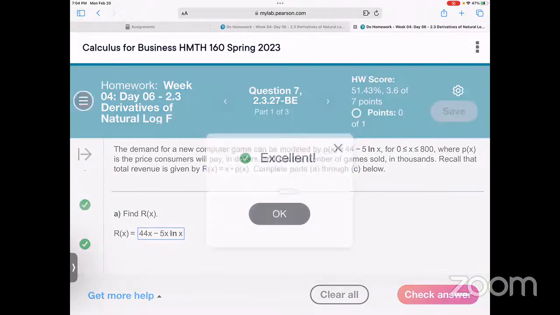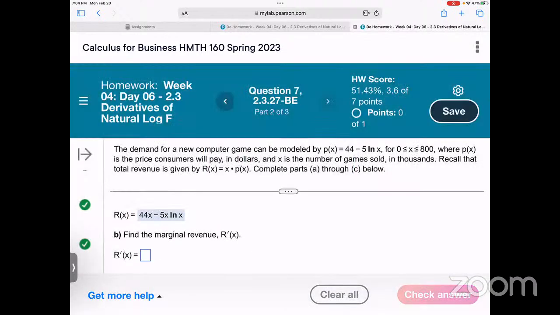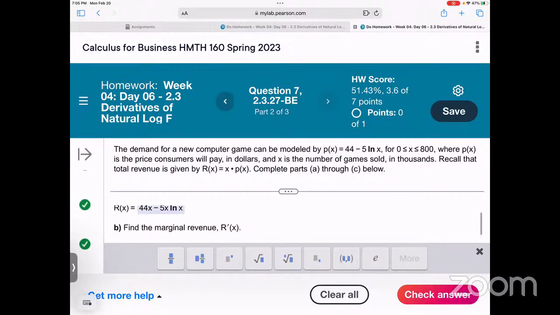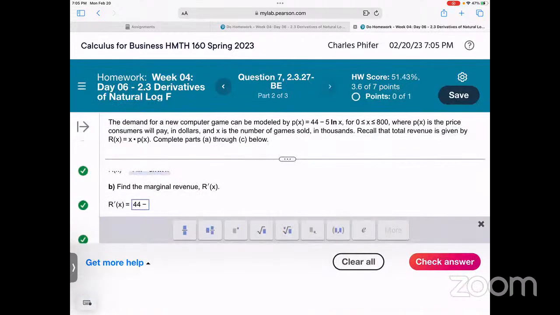Okay, let's keep going. Find the marginal revenue. Marginal revenue, it says R prime. Okay, so let's take the derivative, right? So if we just take the derivative of that result, the first term is just 44, okay? Now there we have to use the product rule. Let me zoom out one more time.